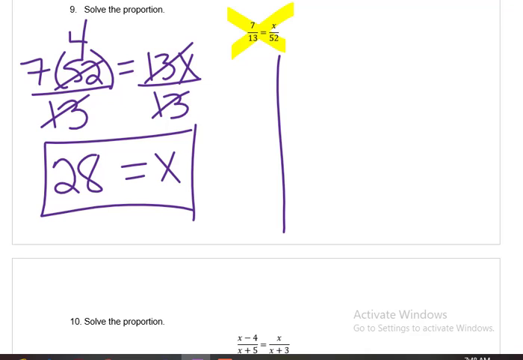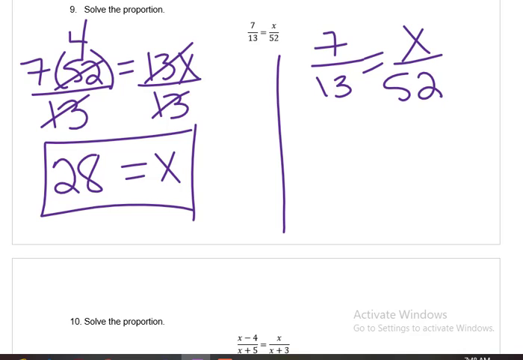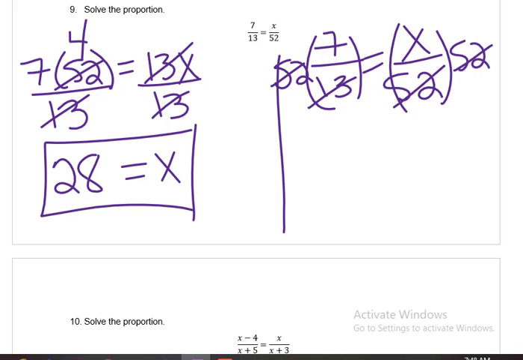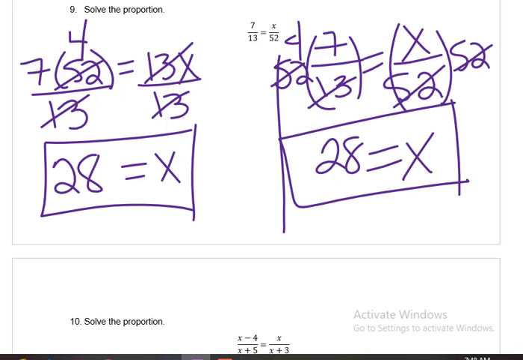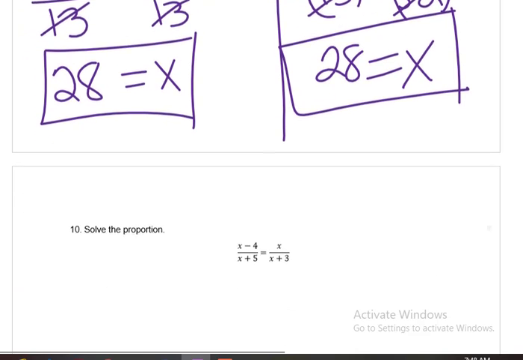Another way that we could do this would be to multiply both sides of the equation by 52. I see that that clears the denominator from the x. And again, 13 goes into 52 4 times, and I get x is equal to 28. So either way, you get the same answer. It really depends on what you see as your first step.